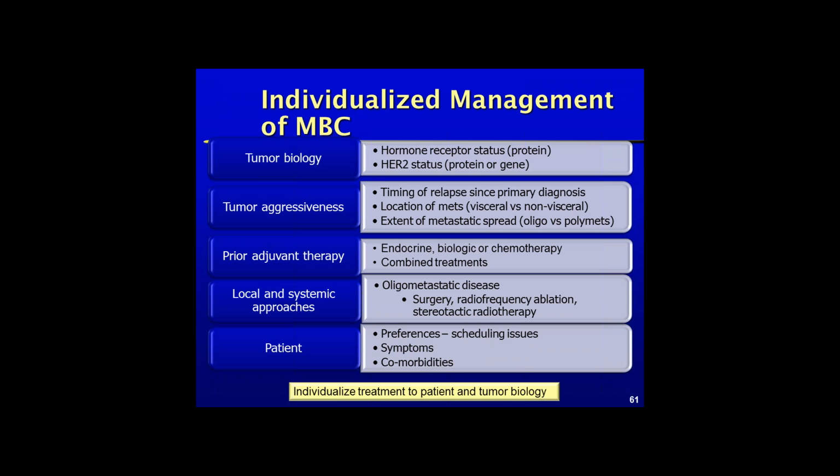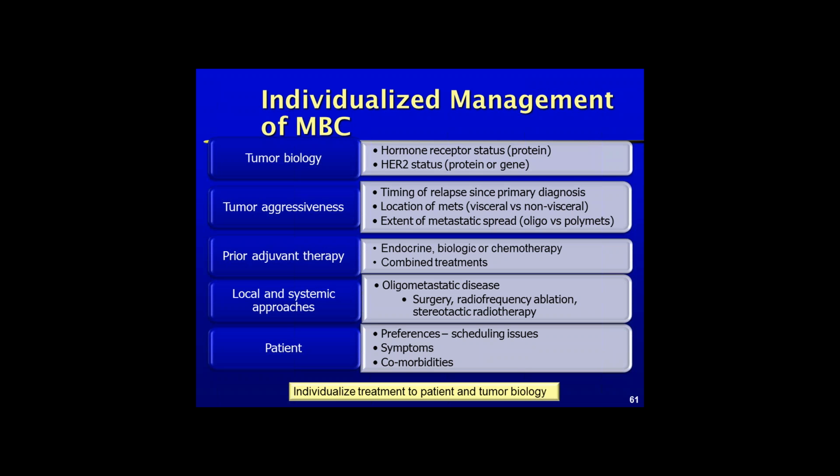It's also based on the aggressiveness of the tumor, but in this case, not necessarily based on the grade at the time of diagnosis, but the timing of relapse since their primary diagnosis, where those metastases are, whether involving visceral organs or non-visceral organs like lymph nodes and bone, and the extent or the disease burden of metastatic disease, whether they have a couple of metastatic deposits or whether they're loaded with them. Also, their prior adjuvant therapy plays a role in deciding what to do when they become metastatic.